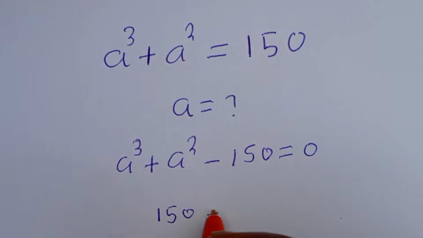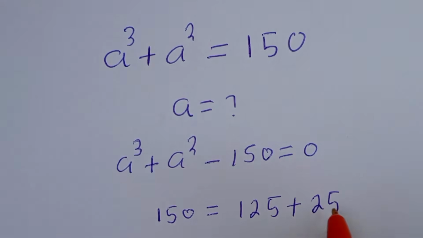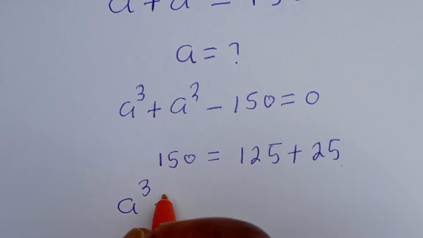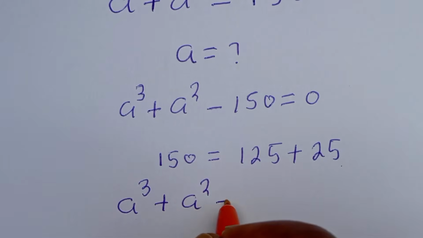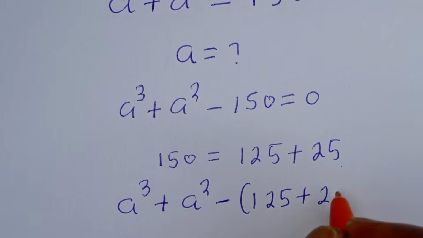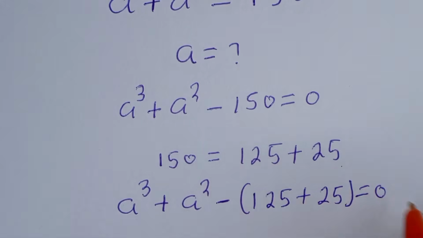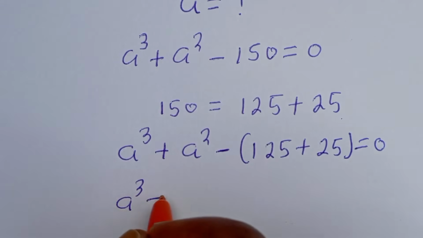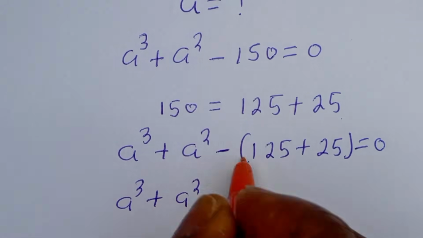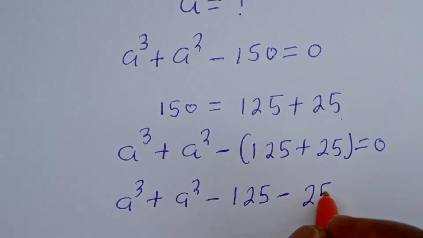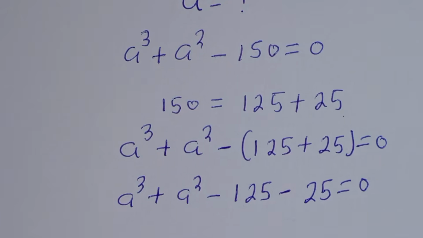150 is equal to 125 plus 25. And this is a to the power of 3 plus a square minus 125 plus 25 is equal to 0. a to the power of 3 plus a square minus 125 minus 25 is equal to 0.